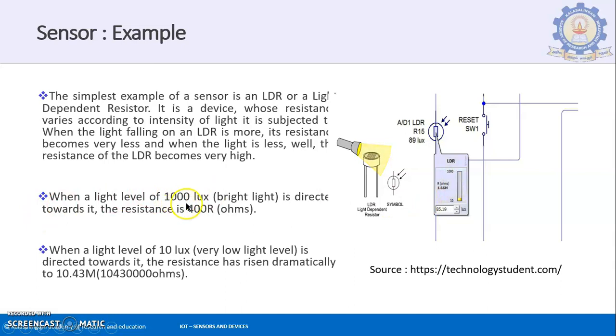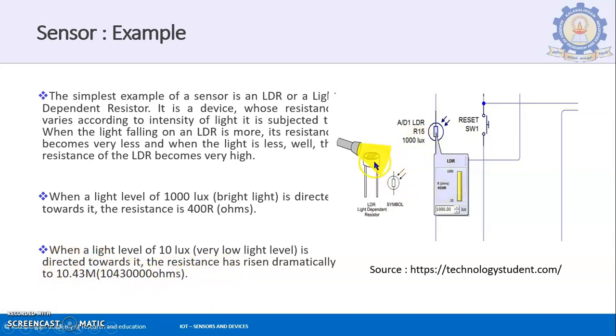When a light level of 100 lux, that is bright light, is directed towards it, the resistance is 400 ohms. You can see that 400 R over here. But when the light is 100 lux, that is, it is almost off, very low light, is directed towards it, the resistance has risen dramatically to 10.43 megaohms.